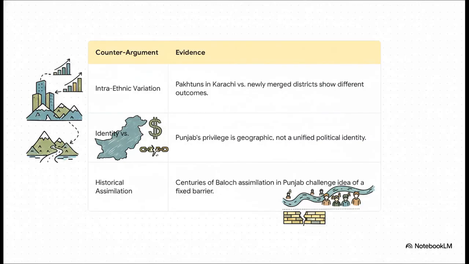This table really breaks it down. First, look at the variation within ethnic groups. Pashtuns in Karachi can have totally different economic lives than Pashtuns in the newly merged districts. The article also points out that there isn't really a unified political identity of Punjabiyat. The privilege seems to be tied to the geographic region of Punjab, not the ethnicity itself. And finally, history shows that Baloch people have assimilated in parts of Punjab for centuries, which suggests that ethnicity isn't some permanent wall you can't get over.